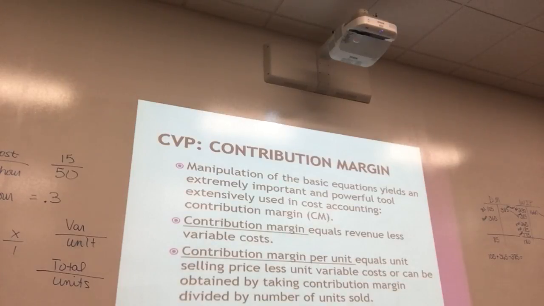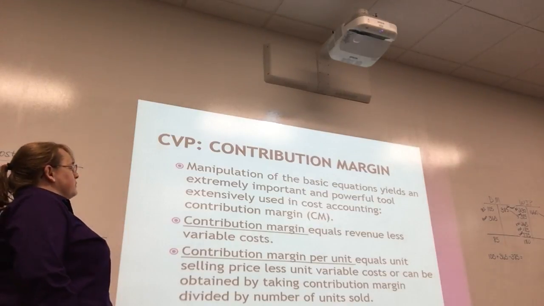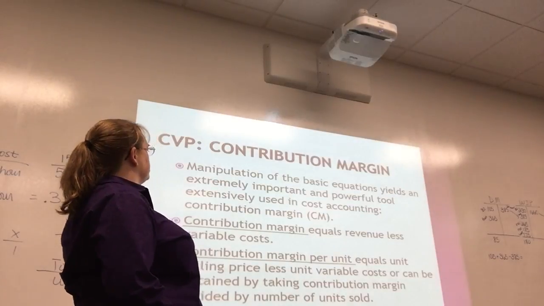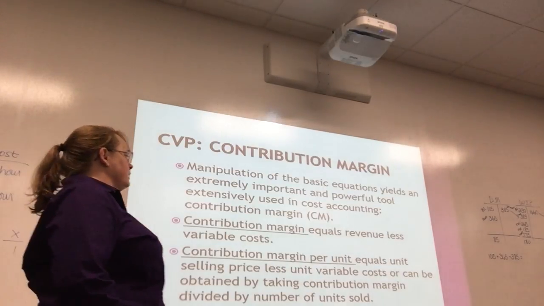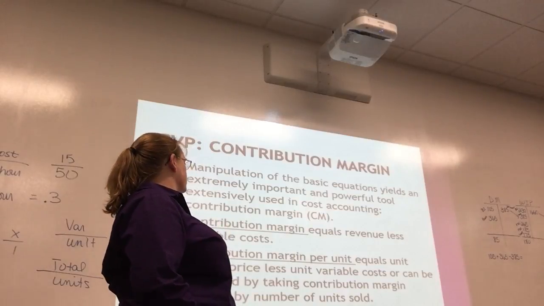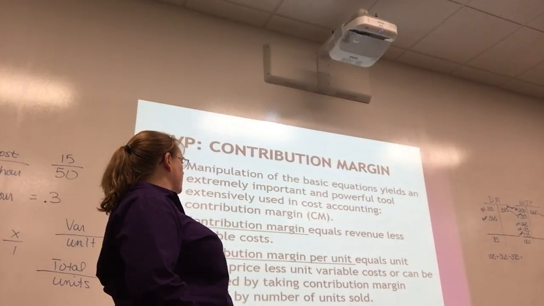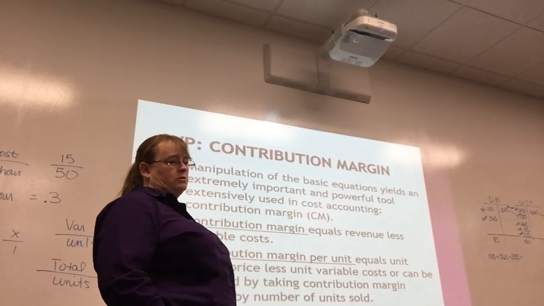Now, contribution margin. A manipulation of the basic equations yields an extremely important and powerful tool extensively used in cost accounting. The contribution margin equals revenue minus variable expenses. And then the contribution margin per unit equals the unit selling price less unit variable cost, or can be obtained by taking the contribution margin divided by the number of units sold.